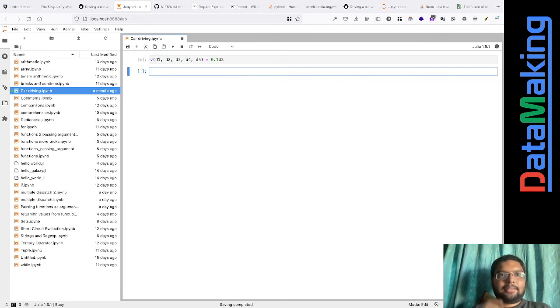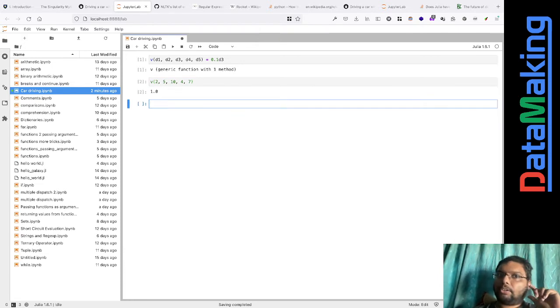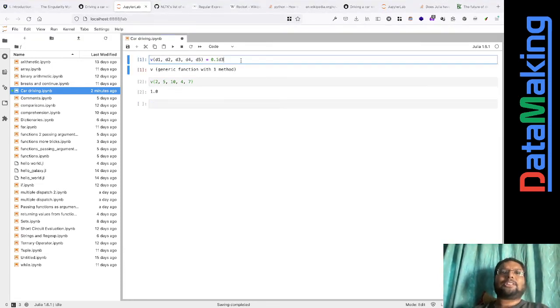So now no matter whatever we give in d1, d2, like 2 meters, 5 meters, 10 meters, 4 meters, 7 meters, we just see the velocity is 1. Now let's change the velocity a bit, like 0.23. Let me reverse this because I've put D5, D4, D3, D2, and D1.